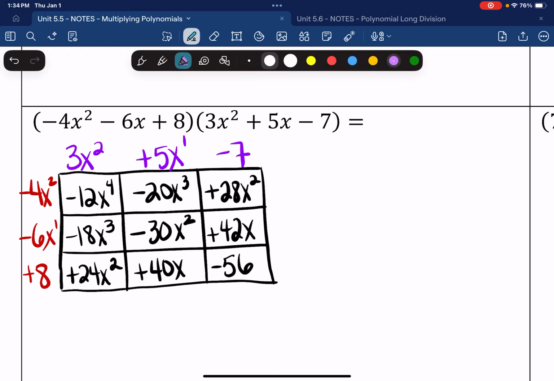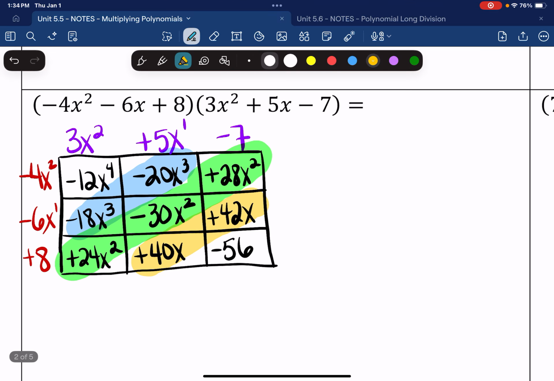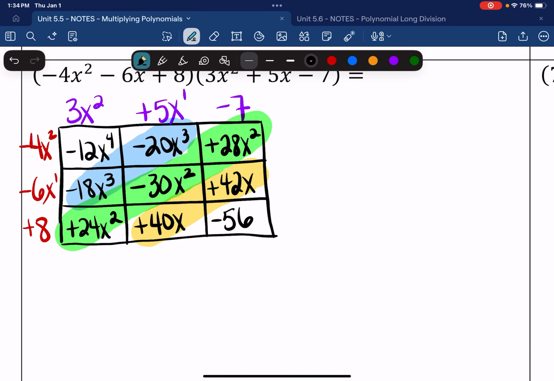Okay, so let's look for our like terms. I see that I have 2 x cubed terms right here. I also see that I have a set of x squared terms here. And of course, I have my x terms here. So let's combine everything together. We start out with a 12x to the 4th power, okay? Now let's look at our blue highlights. Negative 18x cubed minus 20x cubed. That right there gives us a negative 38x cubed.